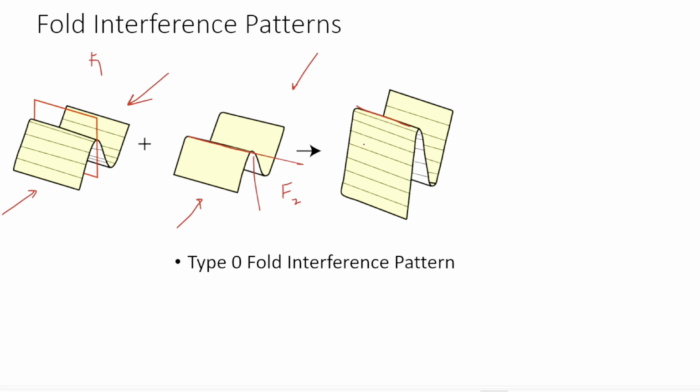And in this case, F1 is parallel to F2 in case of axial plane as well as hinge line or fold axis.